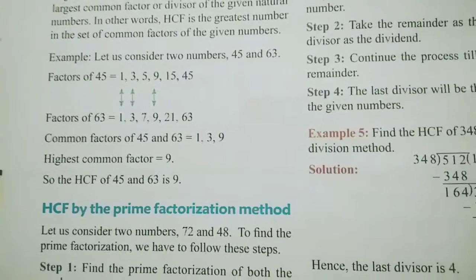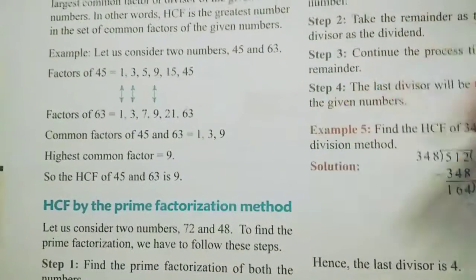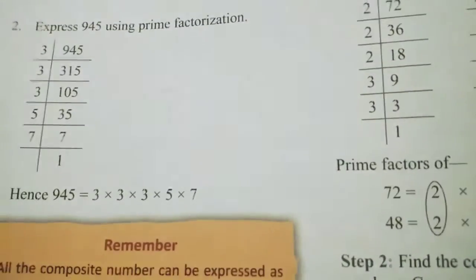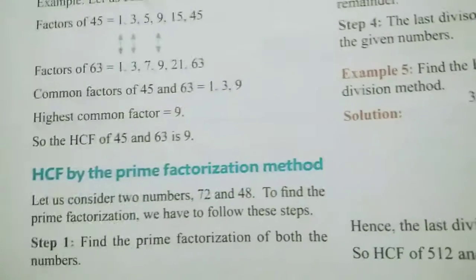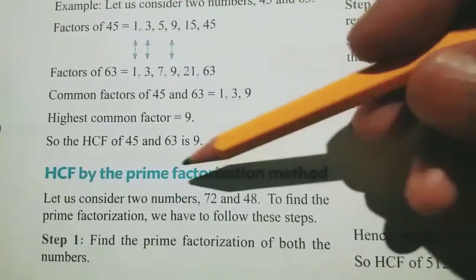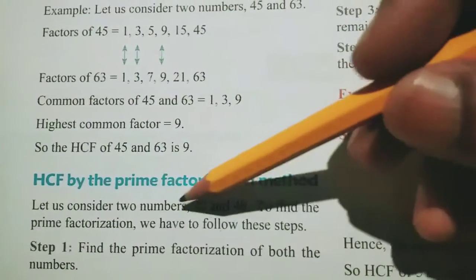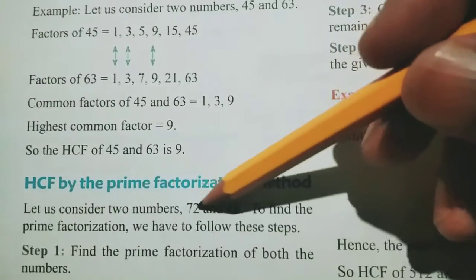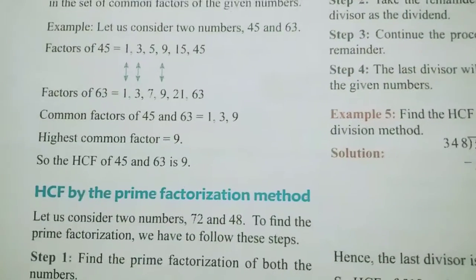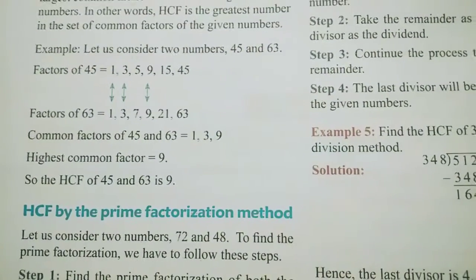The next method is the prime factorization method that we have just learned. You have to use the prime factorization method to find the HCF. So let's find the HCF of 72 and 48. How can you find it? First of all, you have to write the prime factorization of 72 and 48. See here.